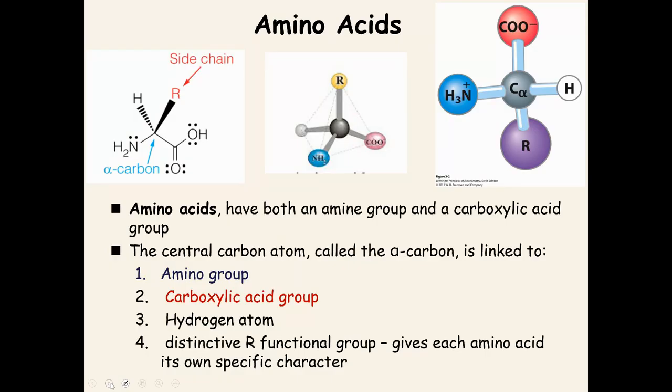So our main structure for amino acids will have this alpha carbon here, and then it'll have a carboxylate group up here, an amino group here, hydrogen, and then an important R group that gives it its distinctive properties, almost like its characteristic, its character.